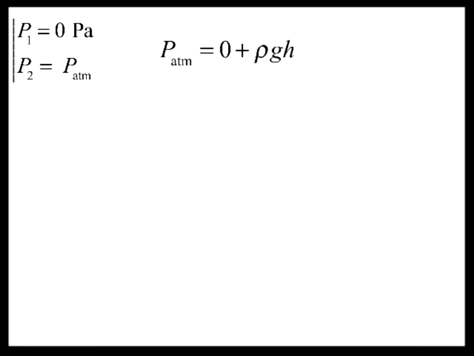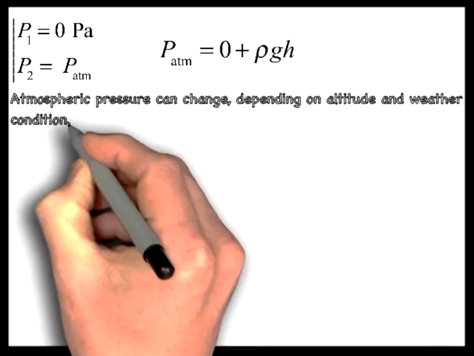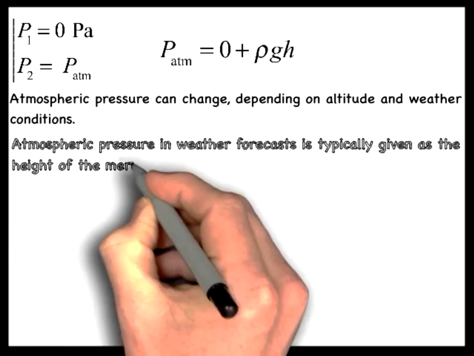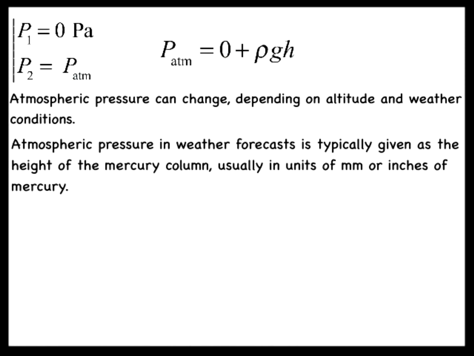Depending on a person's altitude near the surface of the Earth and the local weather conditions, the atmospheric pressure can change. The lower the atmospheric pressure, the shorter the height of the column of mercury in the tube. Usually, weather forecasters will report the pressure in terms of the height h, expressing it in millimeters or inches of mercury.